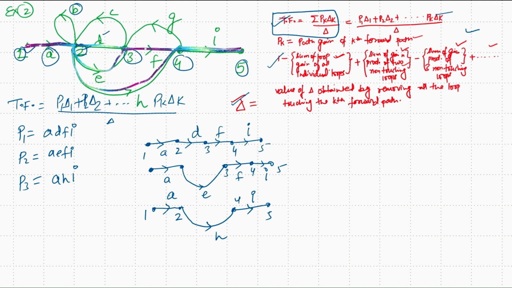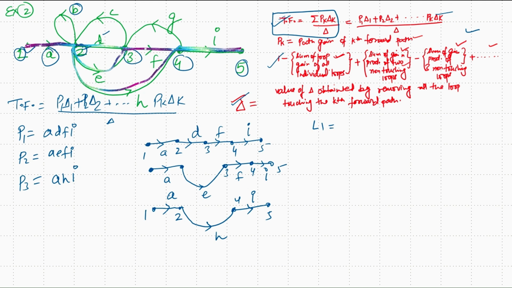So P1, P2, P3. Now, in order to calculate delta, we first need to calculate the individual loops. So how many individual loops do we have? If you look closely, we have 5 individual loops. Let me define those loops as L1, L2, L3, L4, and L5.